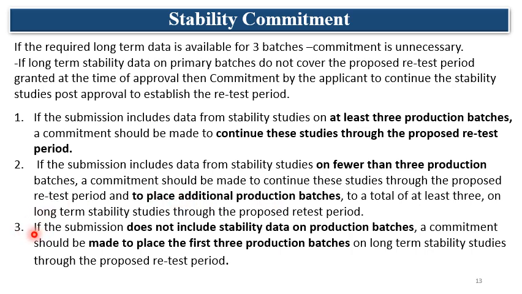Then criteria 3. If the submission does not include stability data on production batches, a commitment should be made to place the 3 production batches on long-term stability studies through the proposed retest period. So whenever there will be batch manufacturing at production scale, for 3 batches, the applicant will carry out the long-term stability study throughout the proposed retest period. Suppose the retest period given by the applicant is 3 years. So 3 batches on production scale should be loaded on stability for 3 years.